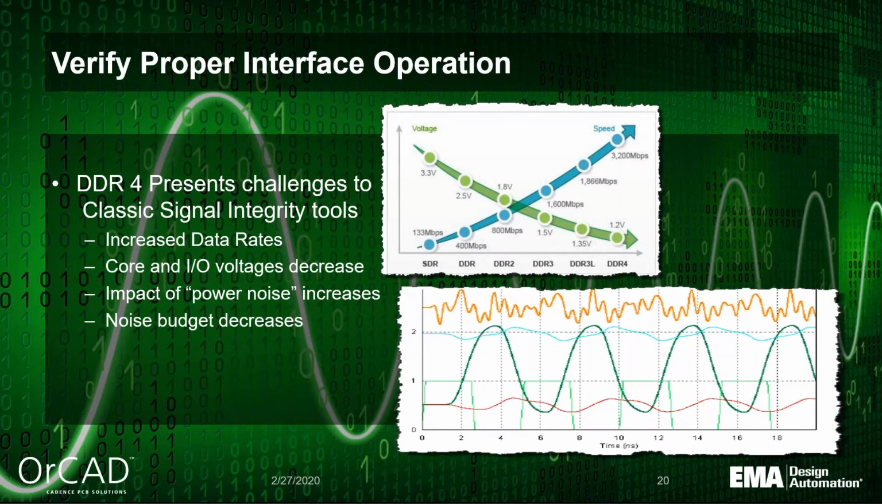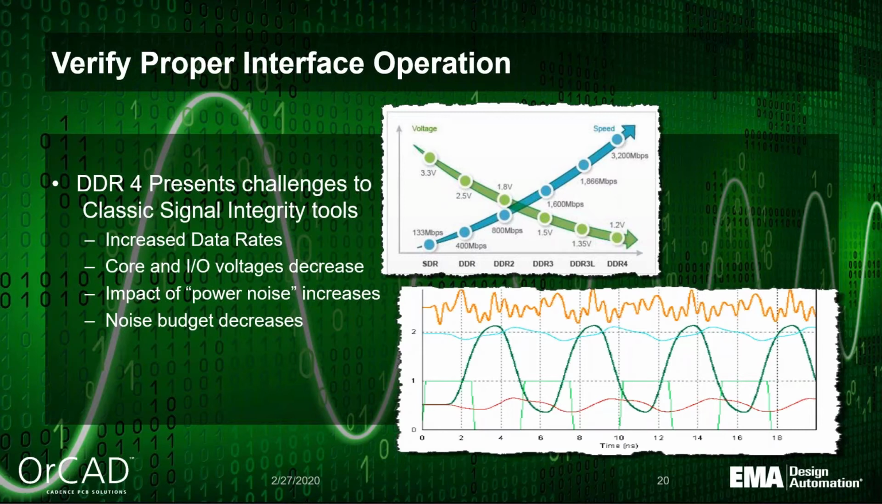The data rates give you less margin in terms of setup and hold presentations for latching the data. The lower power, or the lower voltages, gives you less margin for any kind of noise present in the system. So your noise budget decreases and your timing margin decreases.